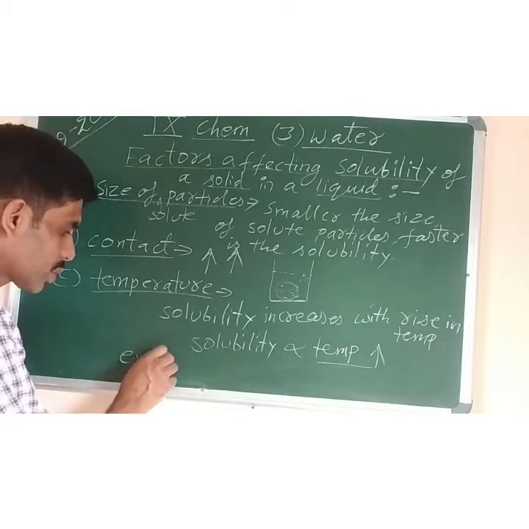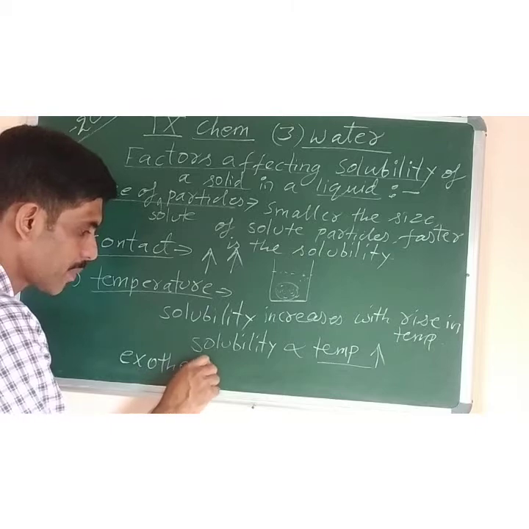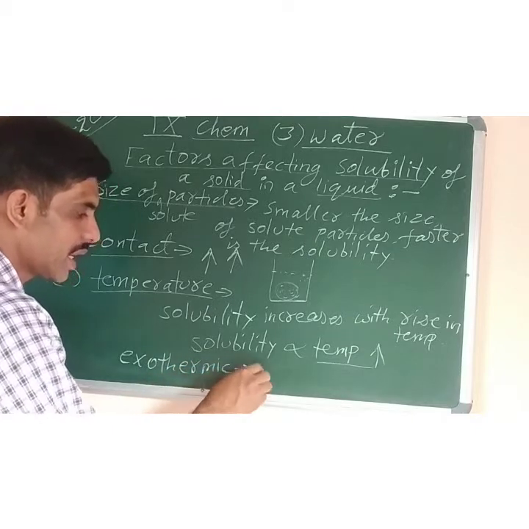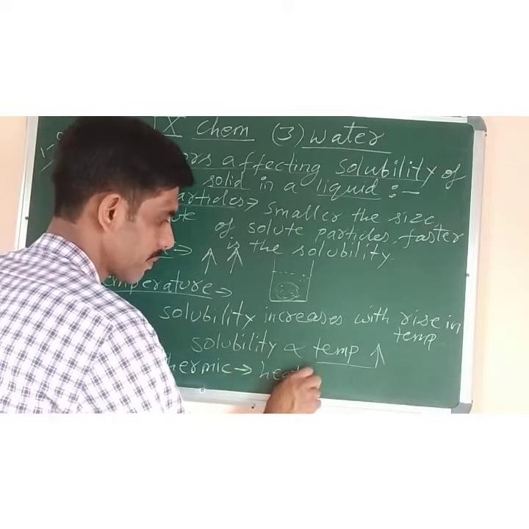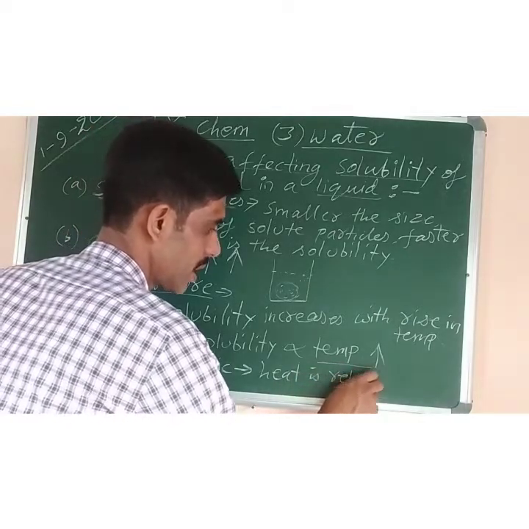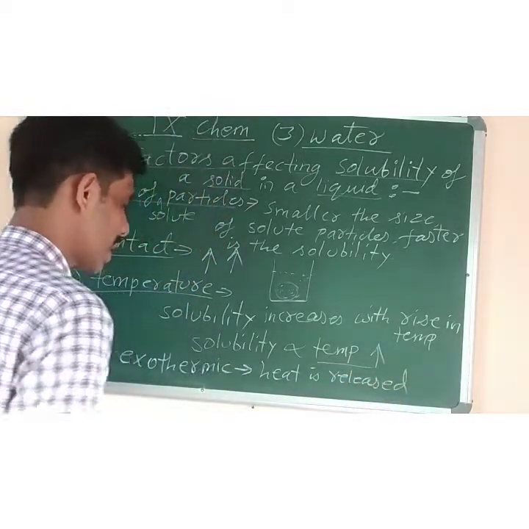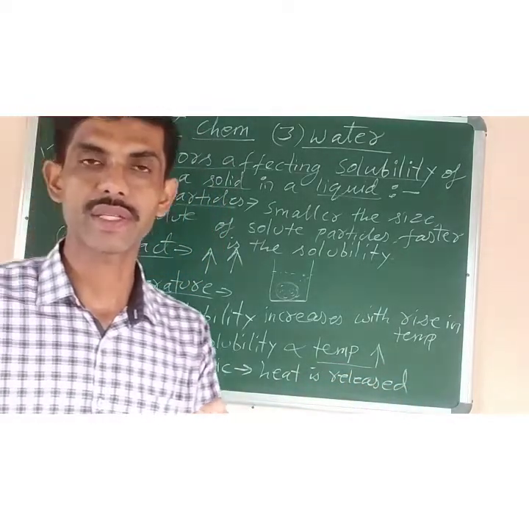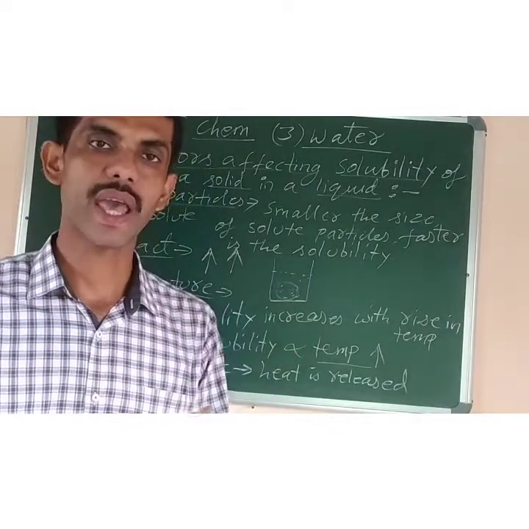What are these? Exothermic are those chemical processes during which heat is released outside. Okay, heat is released. And endothermic reactions are those chemical reactions during which the heat is absorbed.